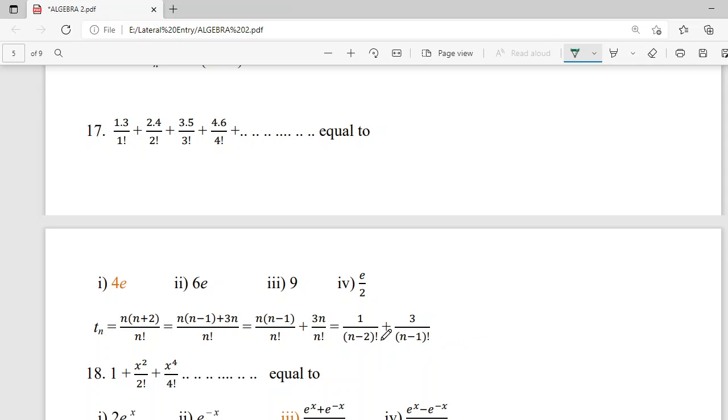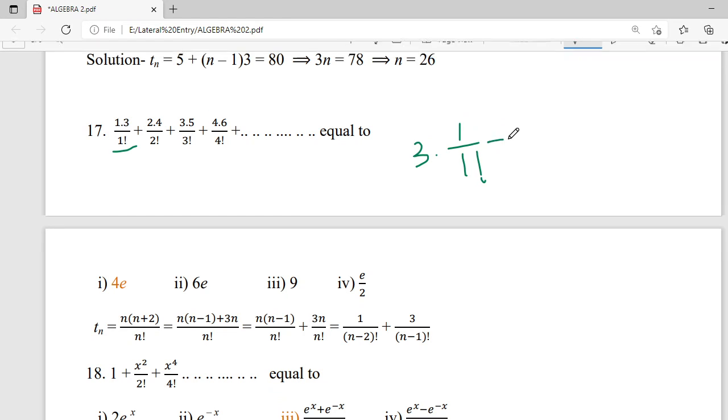Then you write what you will have. So the first term will be what? The first term will be 3 by 1 factorial, or you may directly write 3 into 1 by 1 factorial, or you may write 3 into 1 plus next what you will have. You write n equal to n, this is the first term, we cannot have 1 minus 2, so you start from 2. So when n equal to 2, it will be 1 by 0 factorial, 2 minus 2 is 0. So from this you will have 1 by 0 factorial.